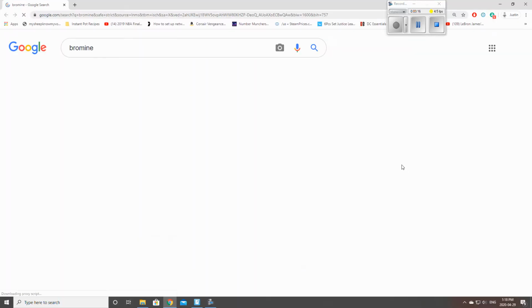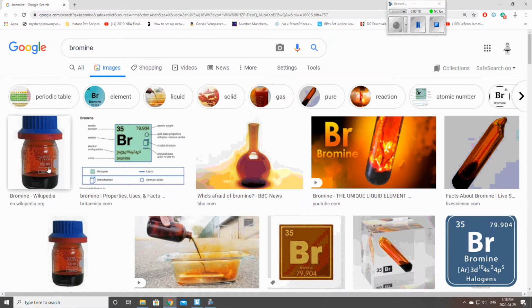Bromine is a really interesting color. It's a liquid and it's a reddish brown color.